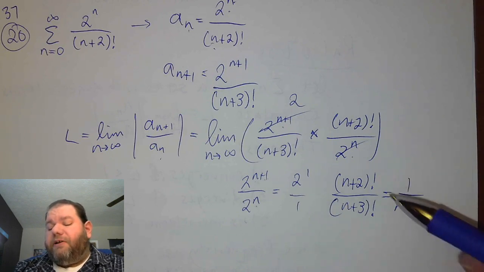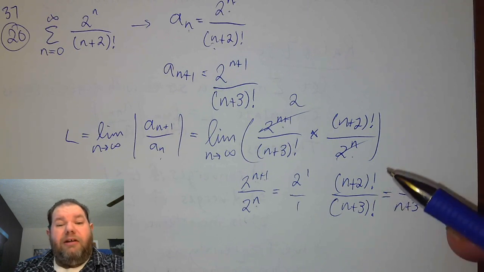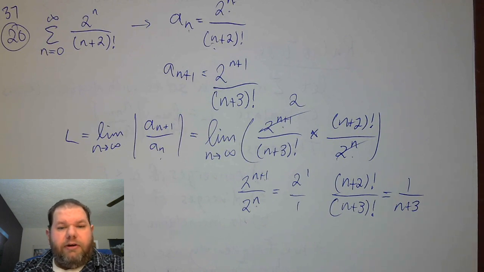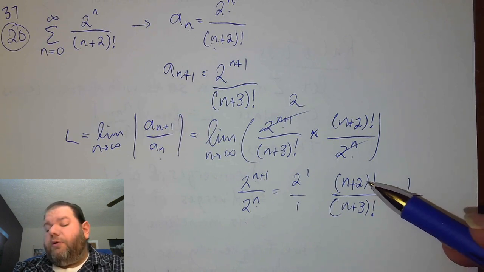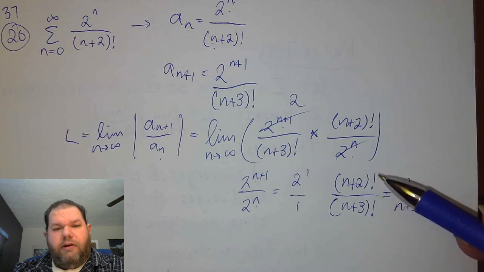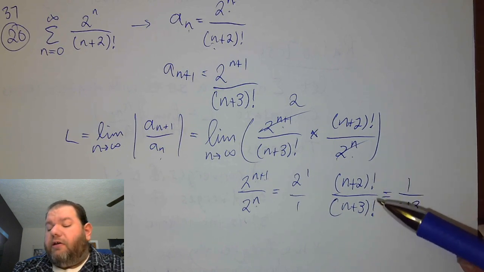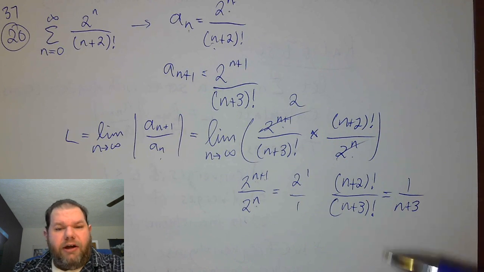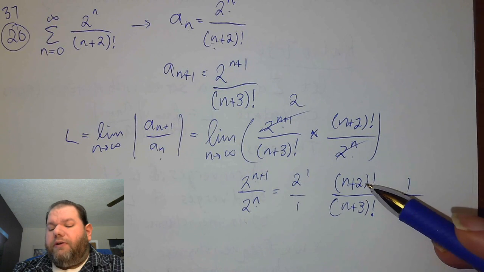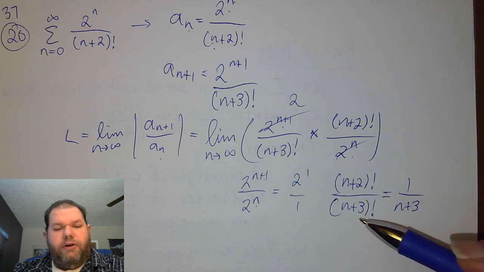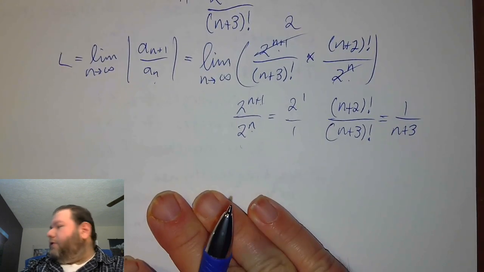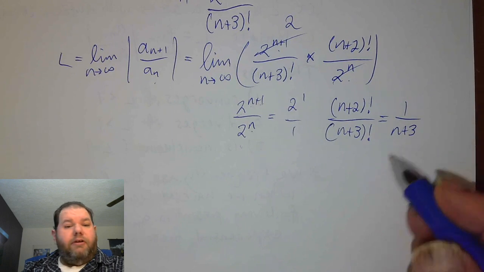But the idea is that because we have factorials both on top and bottom, a lot of the things will cancel out here. In fact, all but one of the things will cancel out. Because when you compare two factorials in a division expression like this, whatever's left over is however much further one goes than the other. So this goes everything from 1 to n plus 2, and this goes everything from 1 to n plus 3. Let me write this down separately. It is equal to 1 over n plus 3, but I want to explain why.